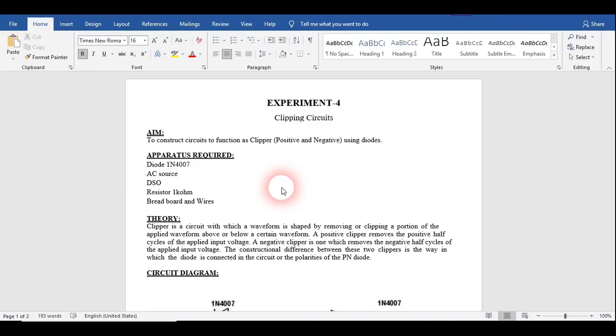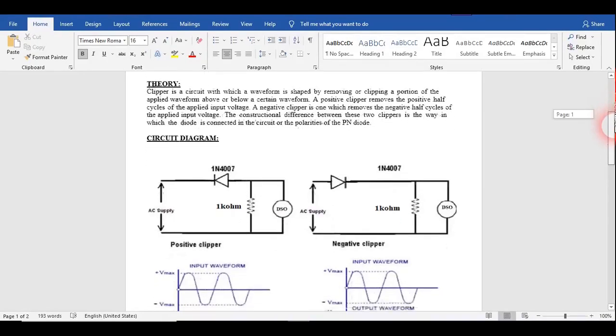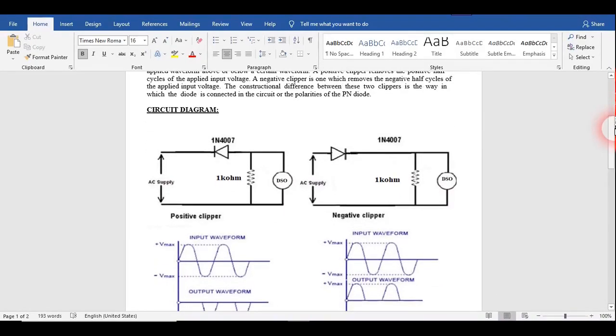So the clipper circuit is a circuit in which a waveform is shaped, removed, or clipped. For example, the positive clipper is that circuit which removes the positive half of the input voltage, and the negative clipper is that type of circuit in which we are removing the negative half cycle of the applied input. So just see here, I have drawn the circuit and I have drawn the waveform also.